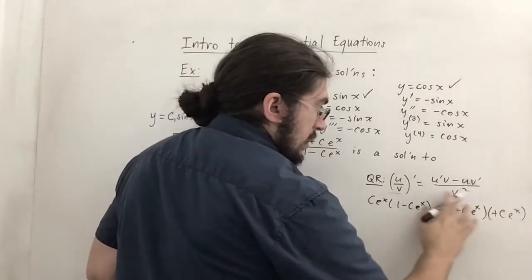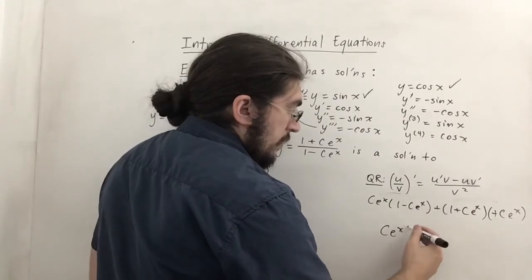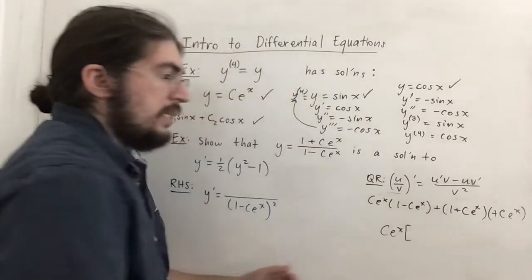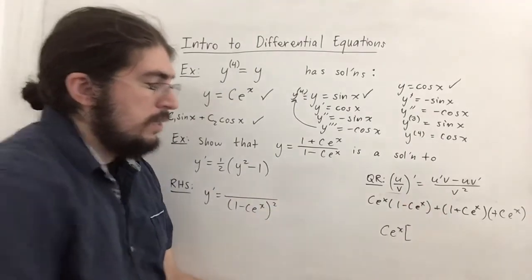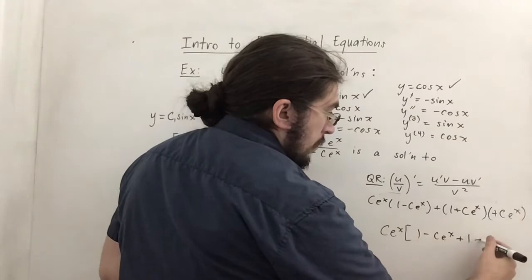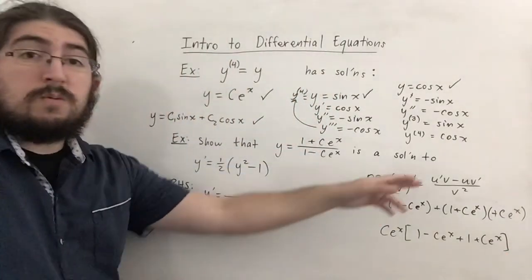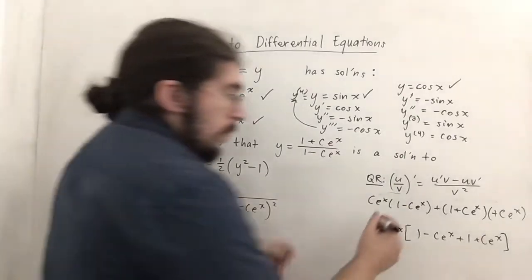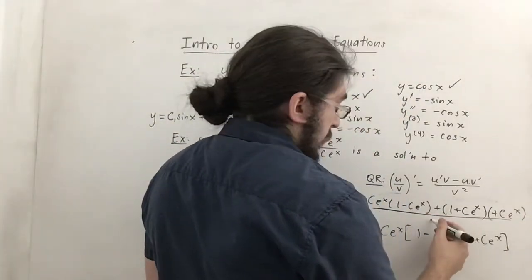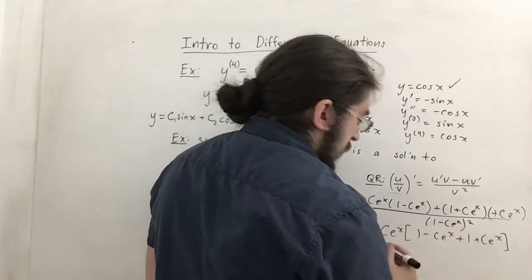It's a little less obvious, but we can definitely do this. We can actually factor c to the x out. What we have left on the inside is just these two added to each other, which is 1 minus c to the x plus 1 plus c to the x. And I haven't even written the denominator yet, which is the original denominator all squared. So it's going to be all over the bottom squared, which is 1 minus c to the x all squared.